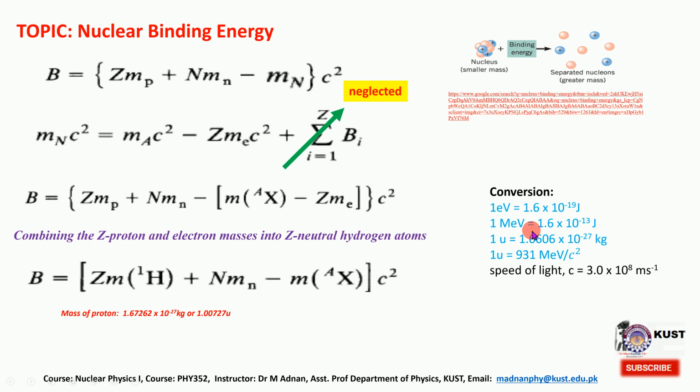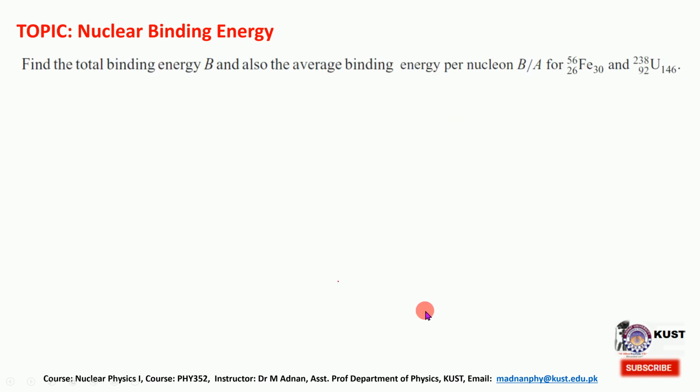Now using these numbers, one can find out the mass of the proton in atomic mass unit, and also the neutron mass in atomic mass unit, and also the electron mass. So using these numbers, first we will be solving an example, and then we will convince ourselves that there is a trend in the binding energy, or the binding energy per nucleon, for all the elements.